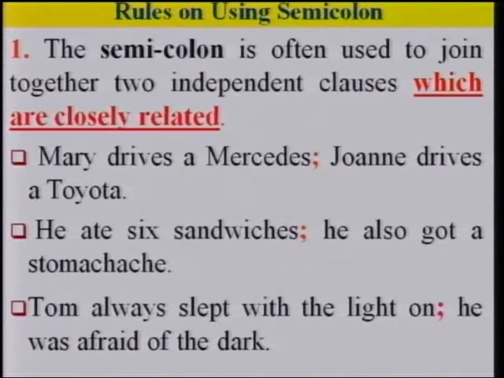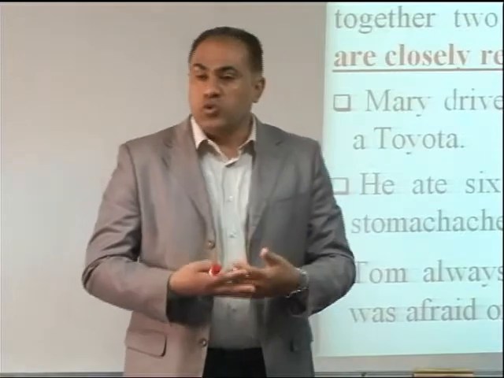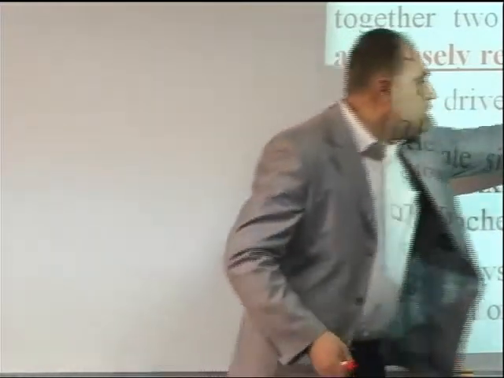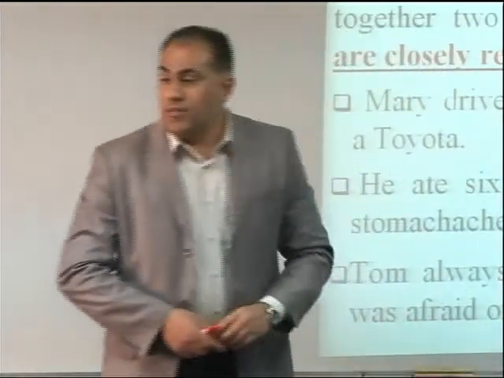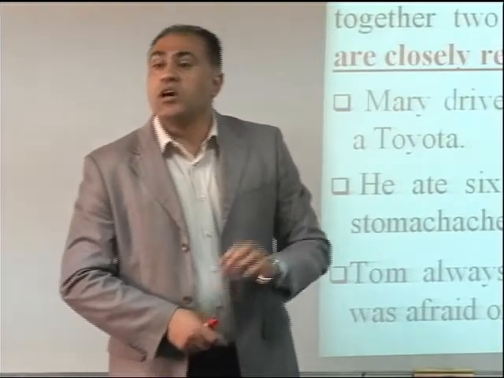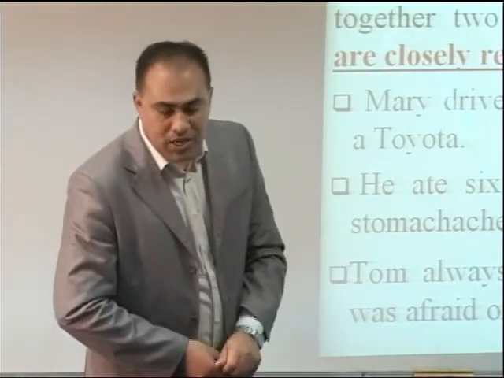For example, Mary drives a Mercedes, semicolon. Joanne drives a Toyota. So we have two independent clauses, and we use a semicolon to join them because the meaning is closely related. Yes. These two independent clauses are closely related in meaning.